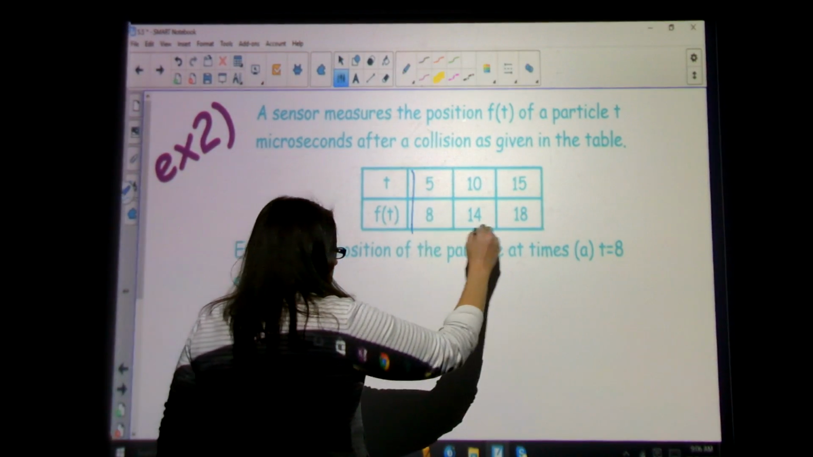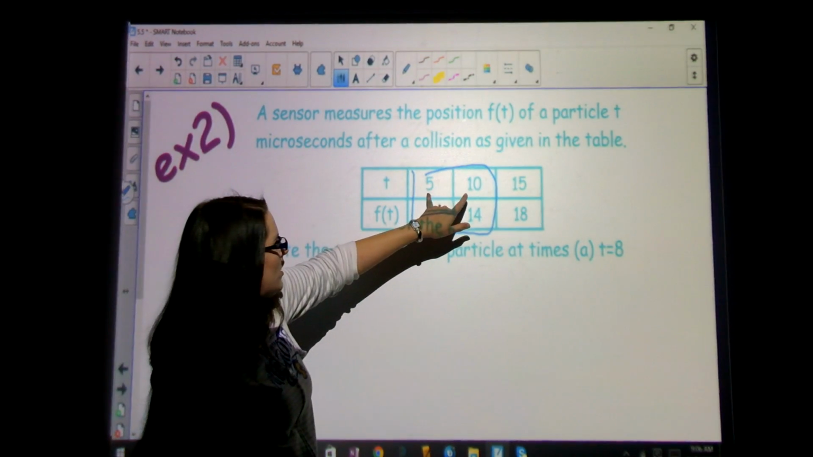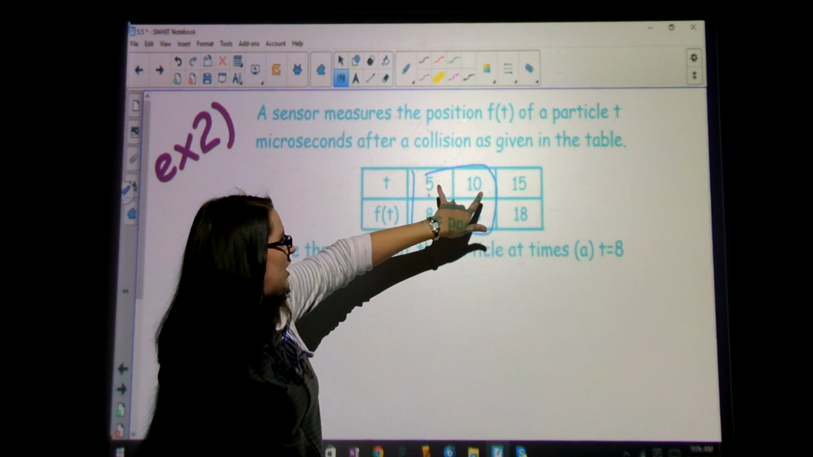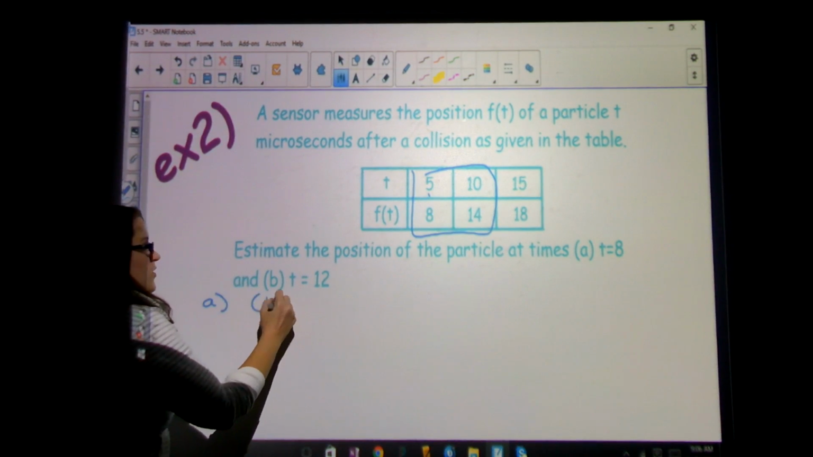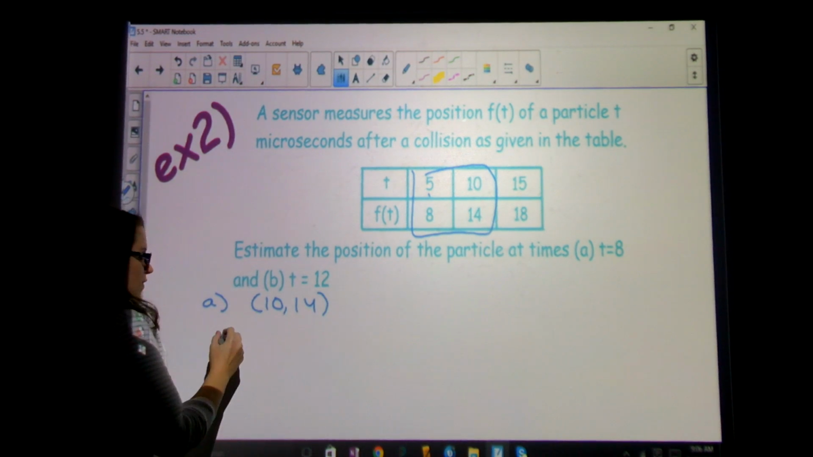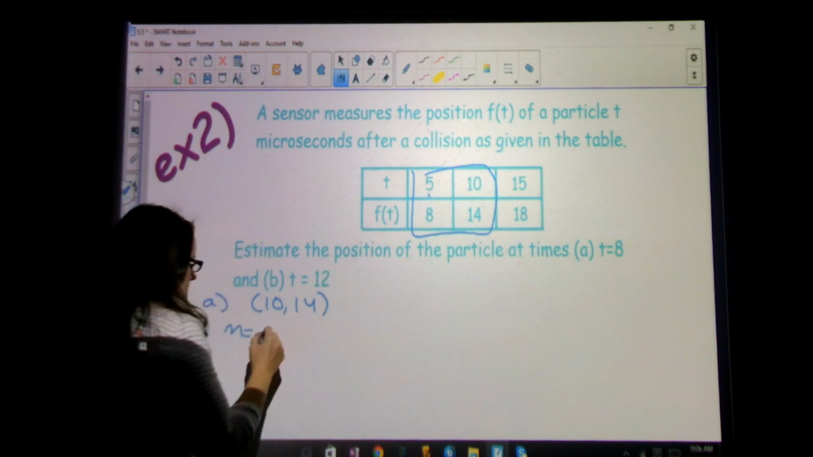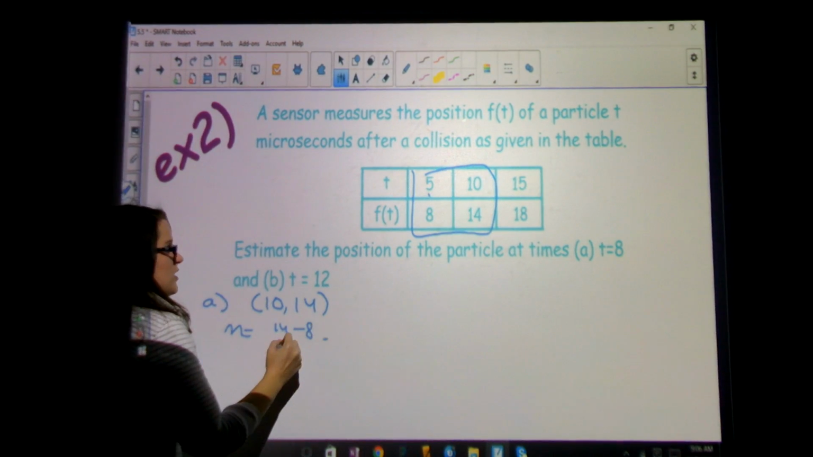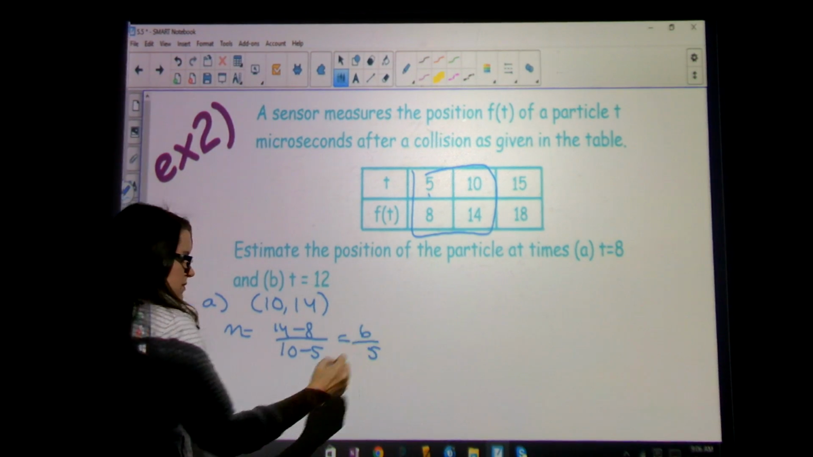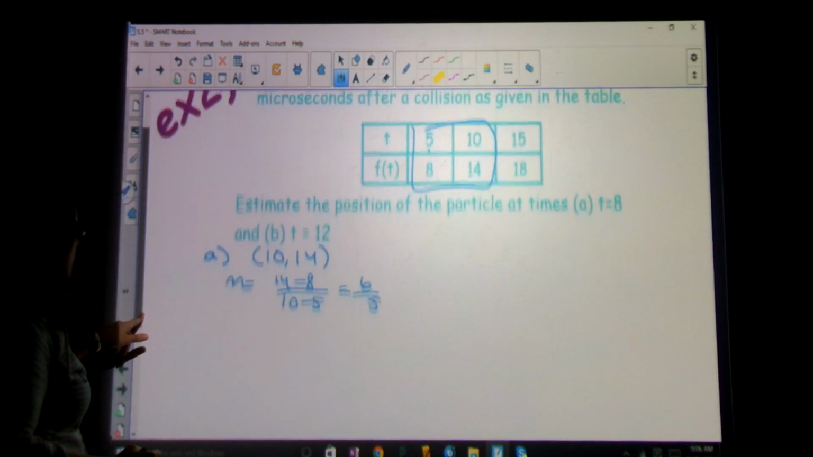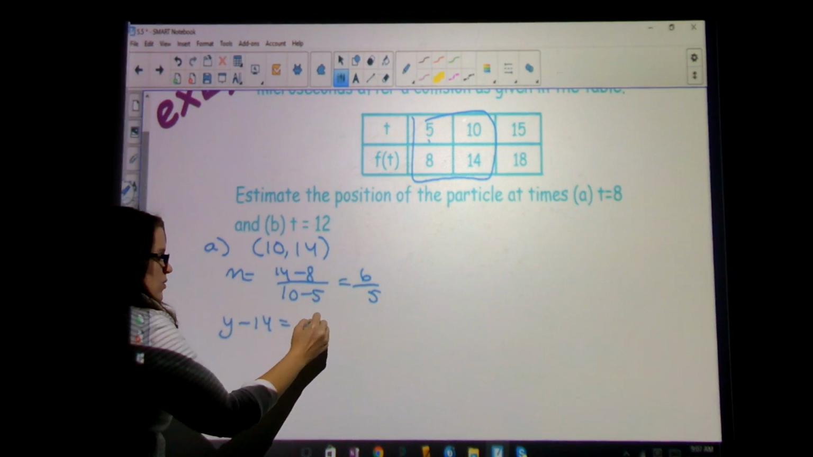So 8 is in between here, so I'm using these 2 points. Now, 8 is closer to which one? Well, is it closer to 5 or closer to 10? Closer to 10, so we're going to use that as my point. 10, 14. Now I need to find the slope, which is your y minus y, x minus x. So I have 14 minus 8, 10 minus 5. So that would give me 6 fifths. So I have y minus 14 equals 6 fifths.